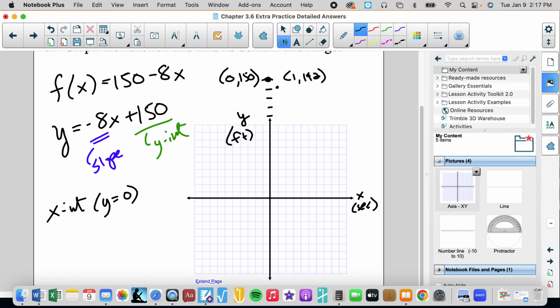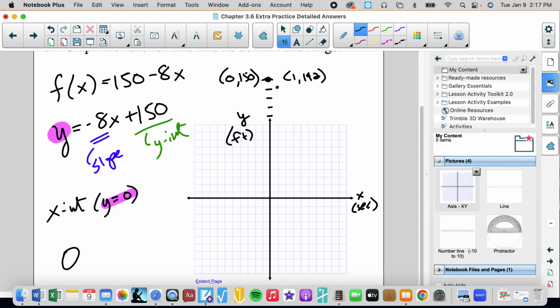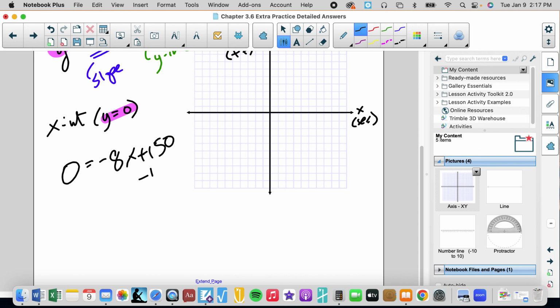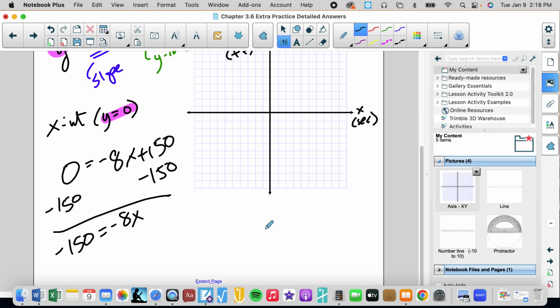So that 0 is going to go in for this value. We set that equation equal to 0 because we want feet to be 0. When they're on the ground, they would be 0 feet off the ground. So it would look like this if we wanted to find that value. We'd subtract 150. You get negative 150 equals negative 8x. And 150 divided by 8 gives us an ugly number, 18.75.